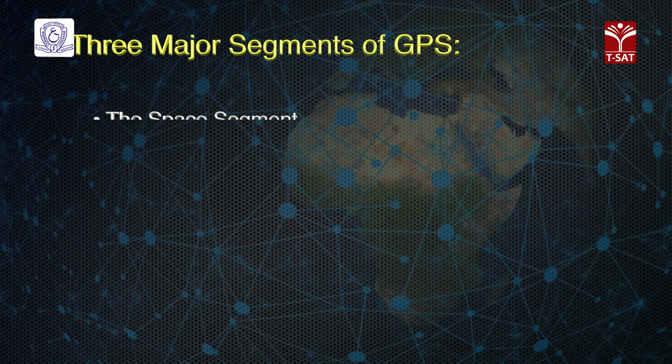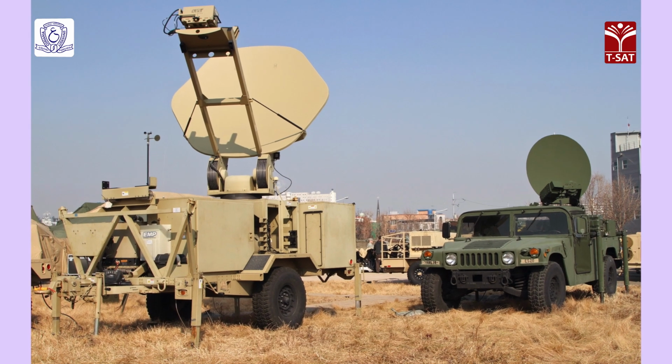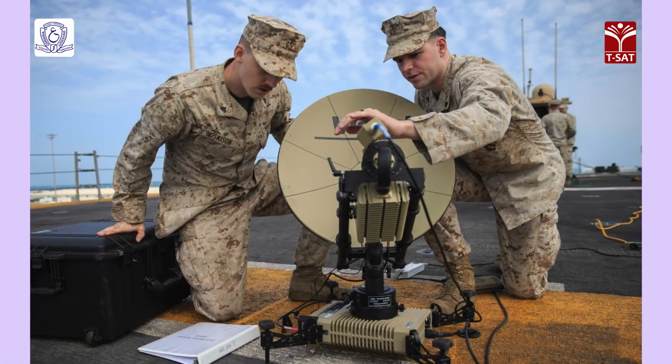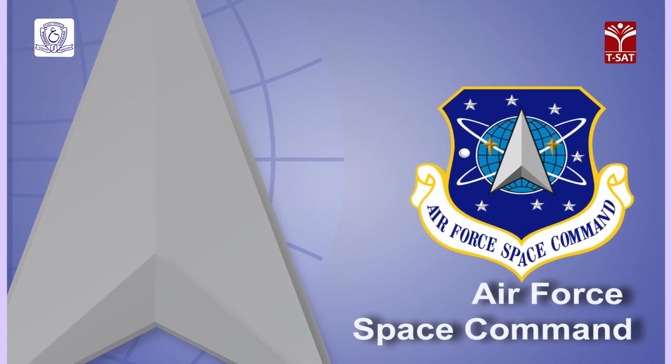GPS segments, or components of GPS, or principles of GPS. The Global Positioning System consists of three major segments: the space segment, the control segment, and the user segment. The space and control segments are operated by the United States military and administered by the US Space Command of the US Air Force. Basically, the control segment maintains the integrity of both the satellites and the data that they transmit.